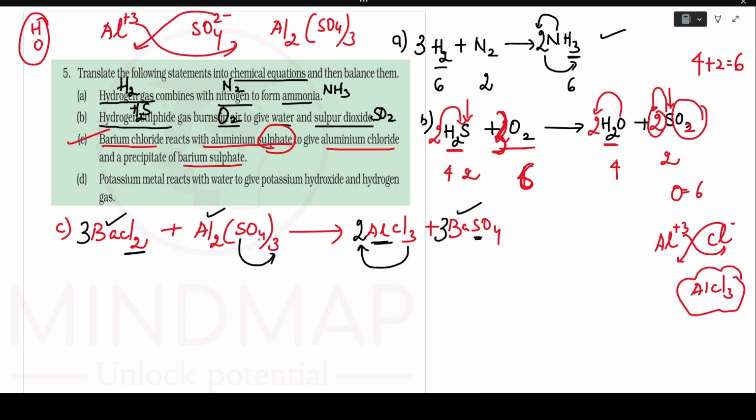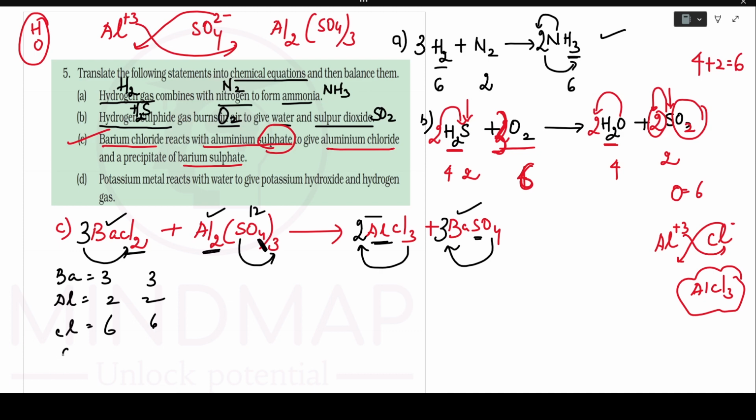Oxygen here is 4 3s are 12. So oxygen is 12 on the left hand side. Let's check on the right hand side. Here it's 4 3s are 12. Fine. So recheck the whole equation. Let's write here barium. How many barium? 3. On the other side also 3. Okay. Let's check aluminium. Aluminium here is 2. Here also 2. Fine. Let's check chlorine. Chlorine here is 6. And chlorine on the other side is also 6.